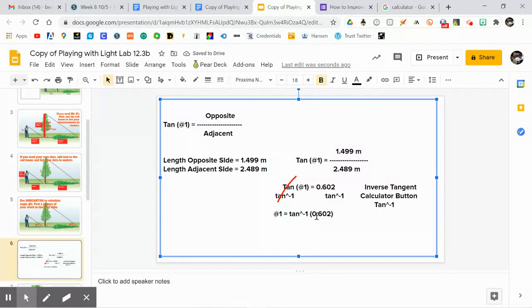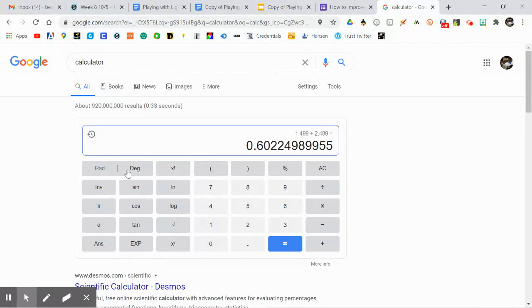And so now I can do this calculation in my calculator. I need to ensure that I have the degrees, that the degrees are in dark gray, and I have this INV button right here. So I'm gonna press that inverse button, and look at that, tangent to the -1. There it is. Then tangent of 0.602 equals 31.048, or 31.05.